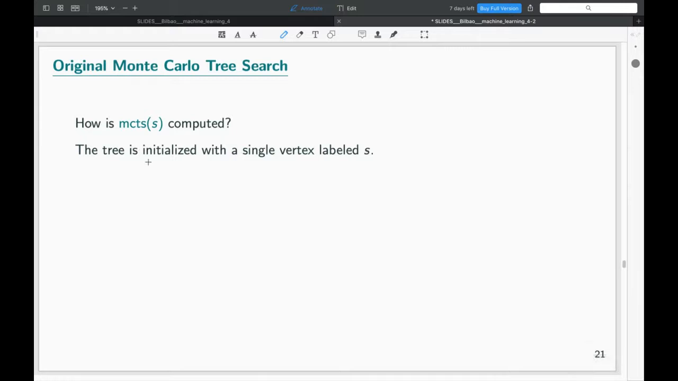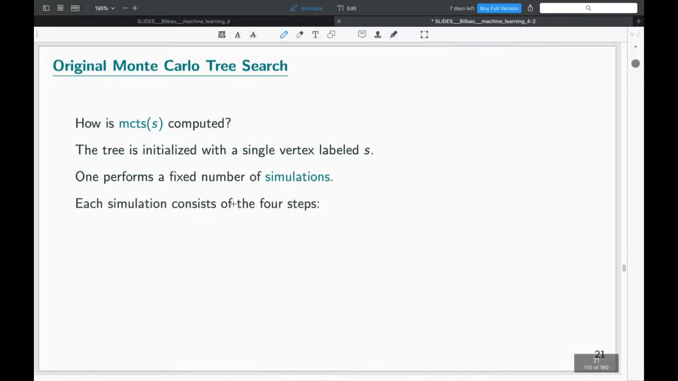I will discuss the general scheme of Monte Carlo tree search, and then I will explain how AlphaZero makes certain choices that I will leave open in the following explanation. So the tree is initialized with a single vertex with a label S. And then you are going to perform a fixed number of simulations, which I will describe in the next slides. Each simulation consists of 4 steps: selection, expansion, evaluation, and update. Now I will explain each of these steps.